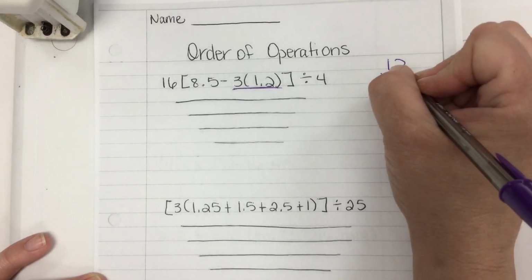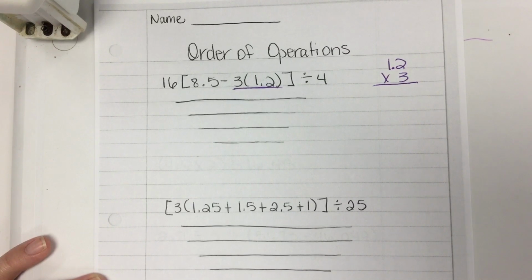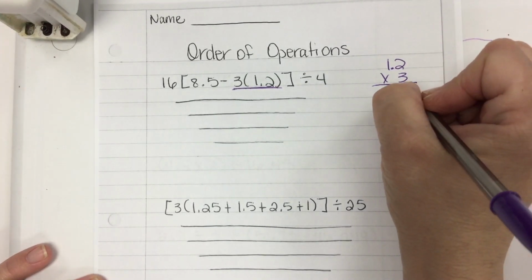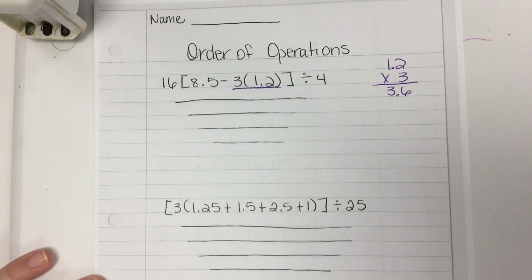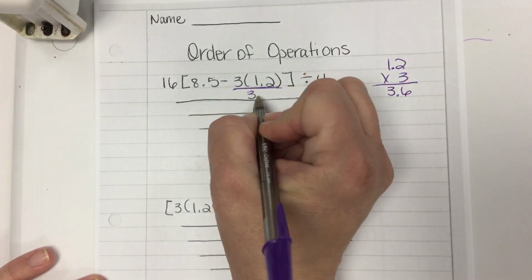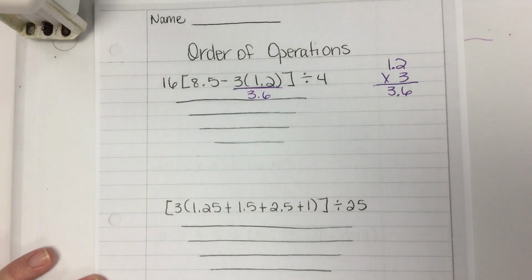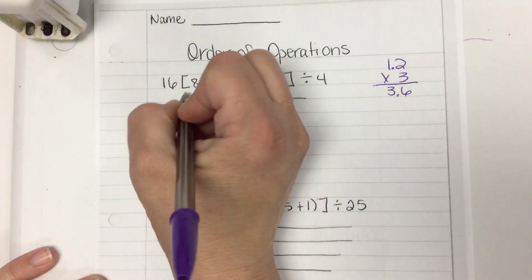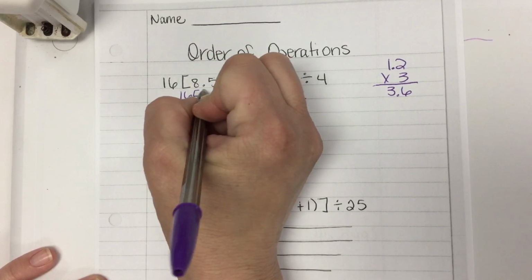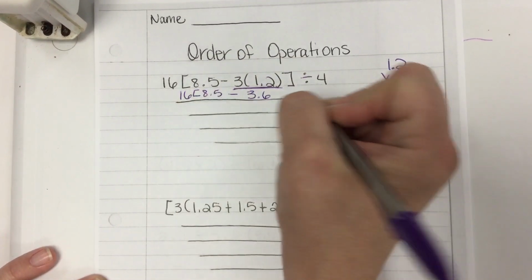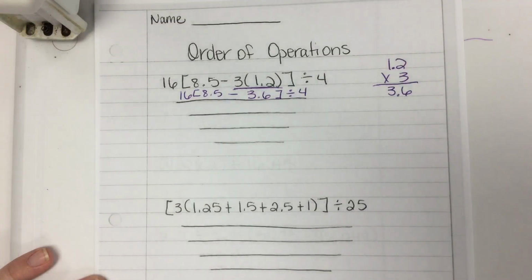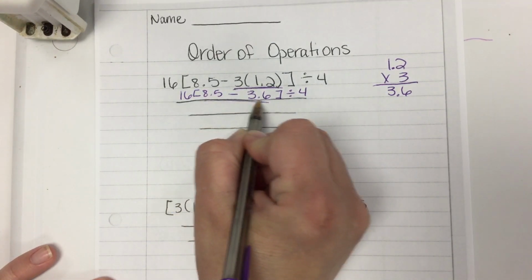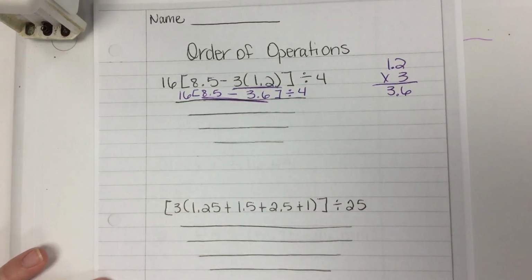12 times 3. And then we place the decimal. 3 times 2 is 6. 3 times 1 is 3. Move the decimal over one place. So I'm going to put 3 6/10 underneath the problem and bring everything down. Okay, so the next problem is 8 5/10 minus 3 6/10 because we've got to finish parentheses.